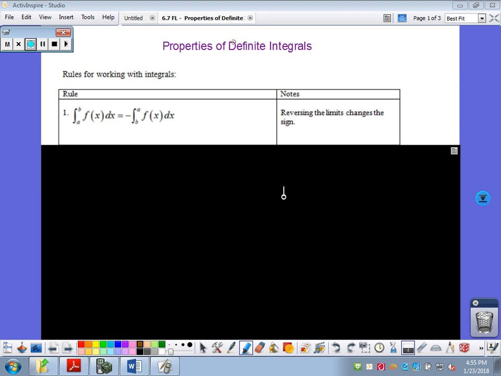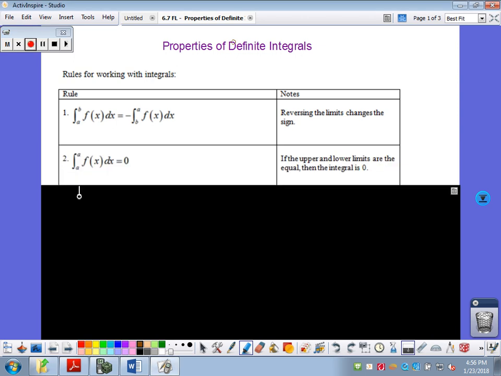Today we want to talk about definite integrals and the properties that they have. So the first property that you have is if you integrate from a to b of a function with respect to x, that is equivalent to negative integral from b to a of f of x dx. So what this means is you can change the upper and lower limits, and that will only affect the sign of your final answer.